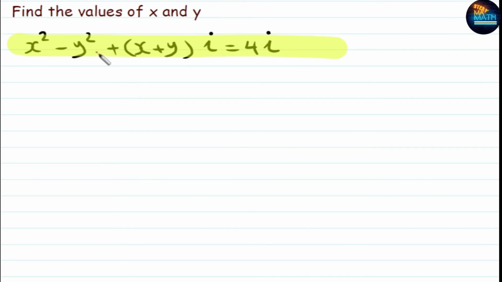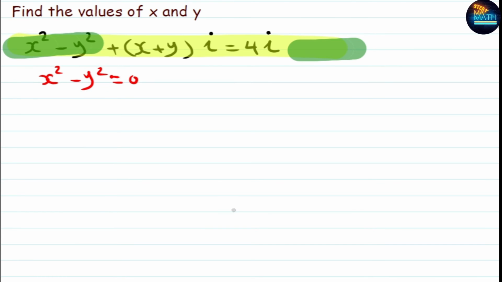Find x and y. x squared minus y squared plus x plus y times i is equal to 4i. All right. Now here you have the real parts, x squared minus y squared in the left-hand side, and you don't have any real parts in the right-hand side. That means 0 on the right-hand side. So x squared minus y squared is equal to 0. So this is the first equation.